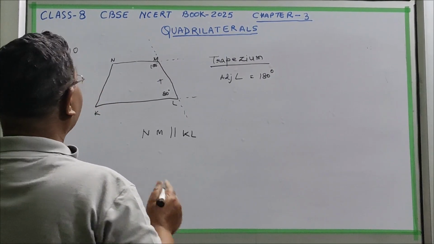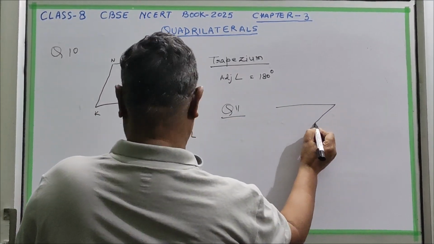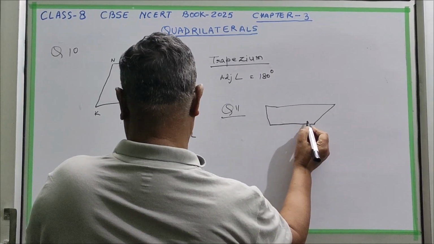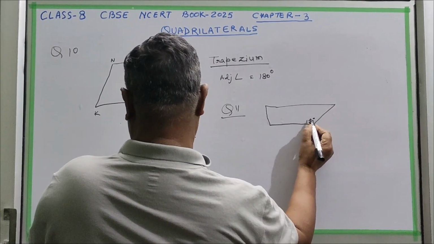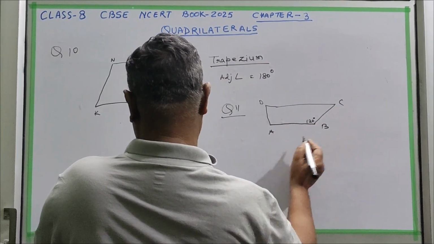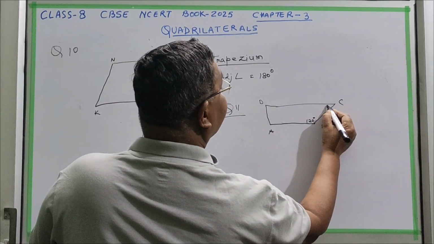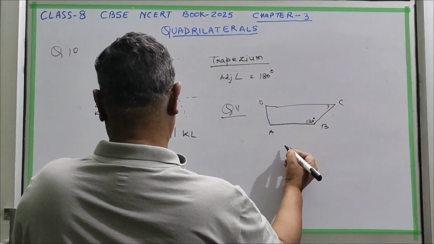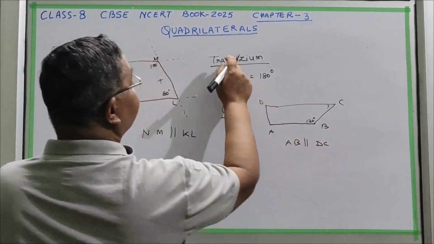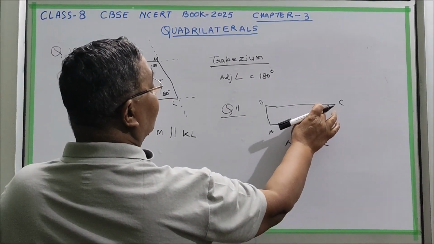In question number 11, they have given this and this 120 degree, angle DAC and B 120 degree, and you have to find it. And AB is parallel to DC, which means it is a trapezium. AB is parallel to DC, and they want to know this.